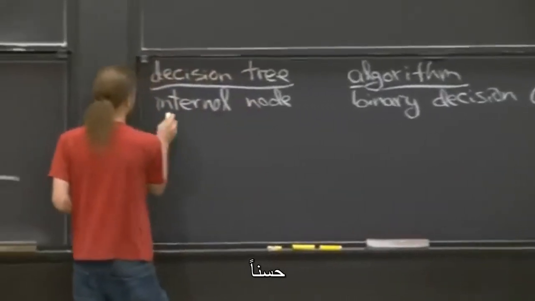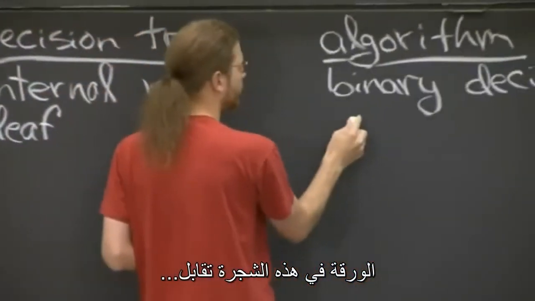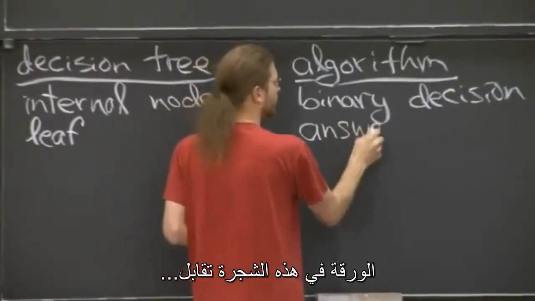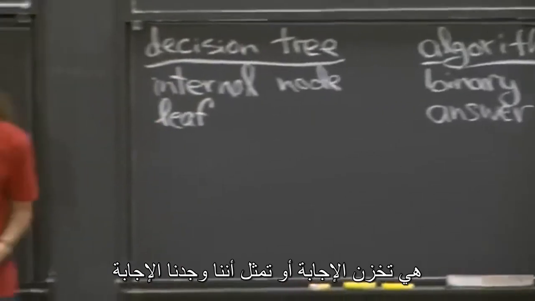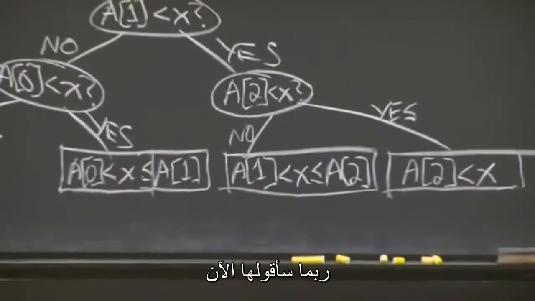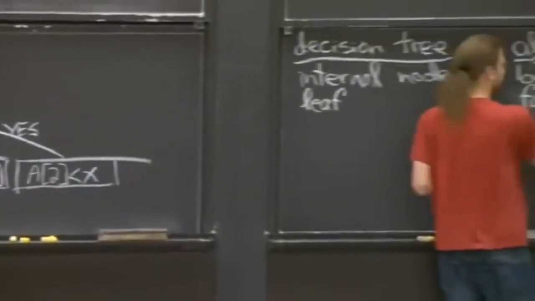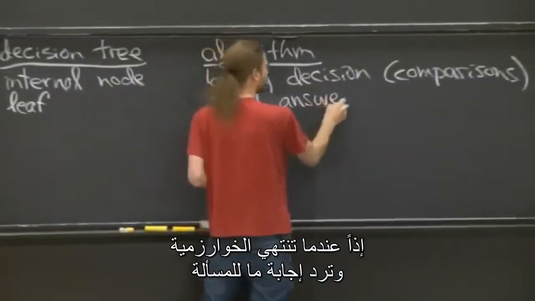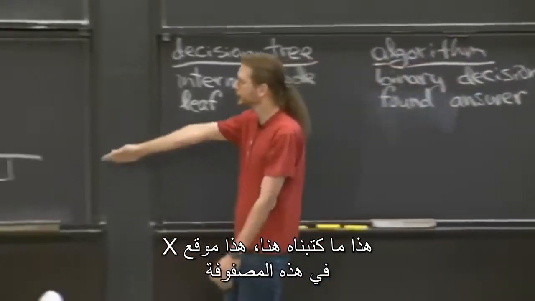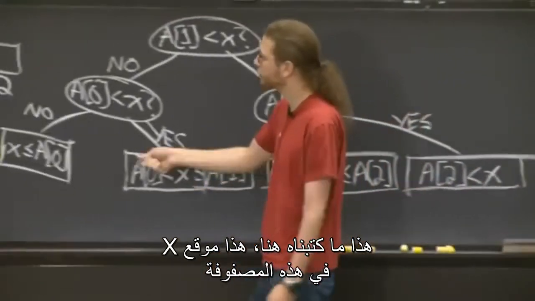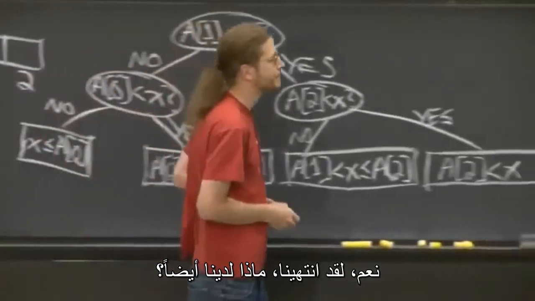Okay, and then a leaf in this tree corresponds to, it stores or it represents that you've found the answer. Maybe I'll say found. So when the algorithm terminates, returns some answer to the problem, that's what we write down here. Here's where x is in this array. And yeah, we're done.